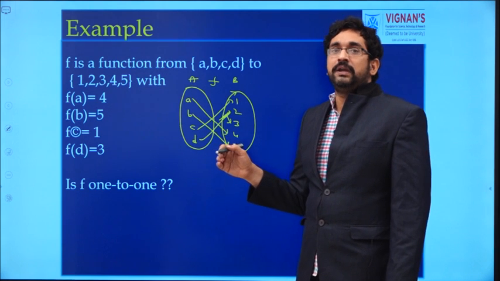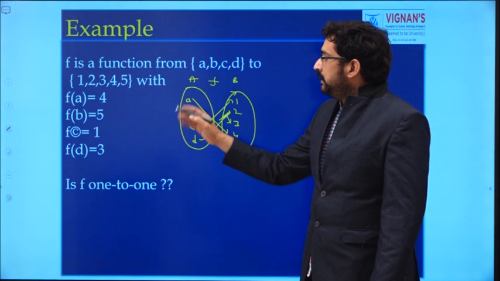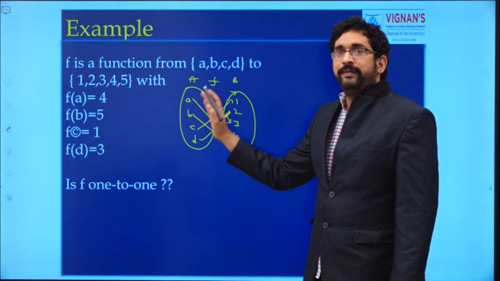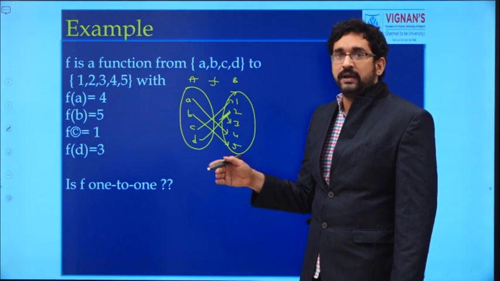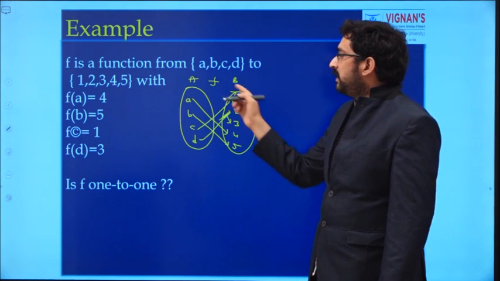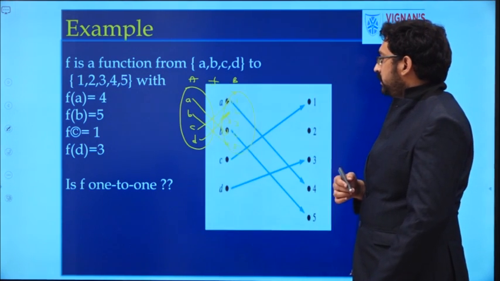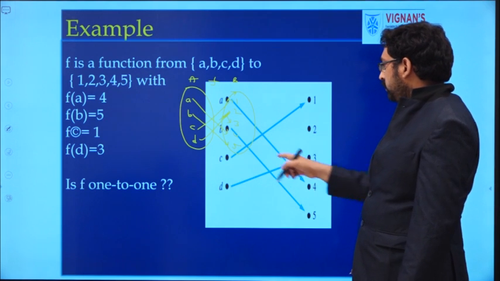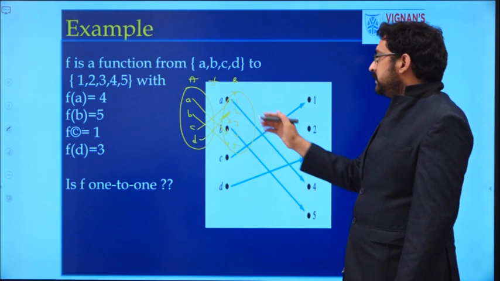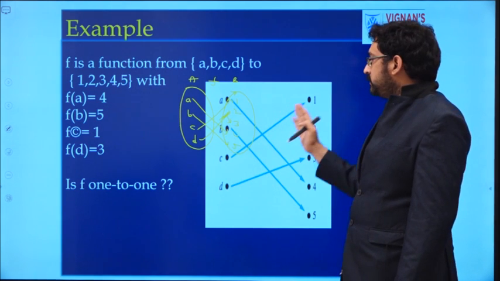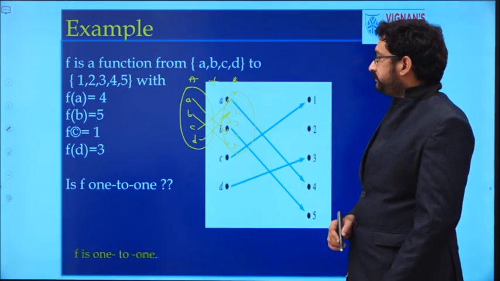So f of a equal to f of b implies a equal to b means we should understand that distinct elements of A should be mapped to distinct elements of B. If that condition is satisfied, f is 1 to 1. So if you observe the given table, we can understand that f is 1 to 1. A is mapped to 4, B is mapped to 5, C is mapped to 1, D is mapped to 3. So distinct elements of A are mapped to distinct elements of B. Hence the given function is 1 to 1.